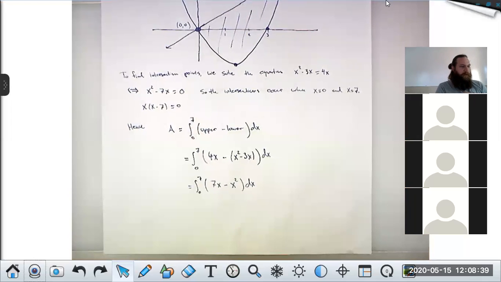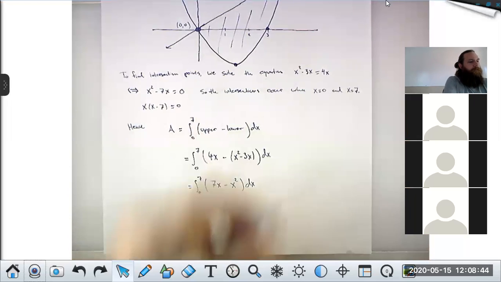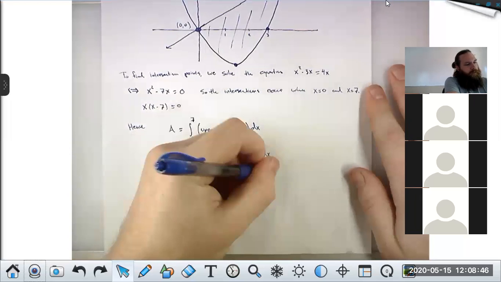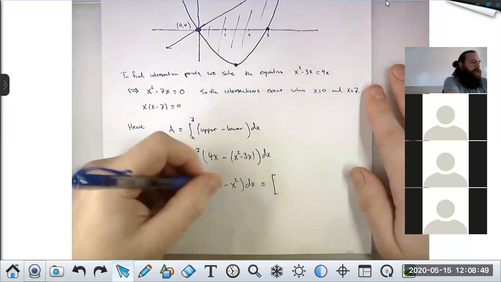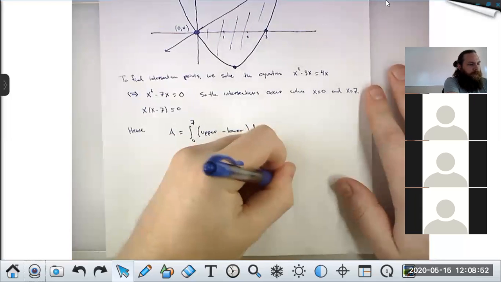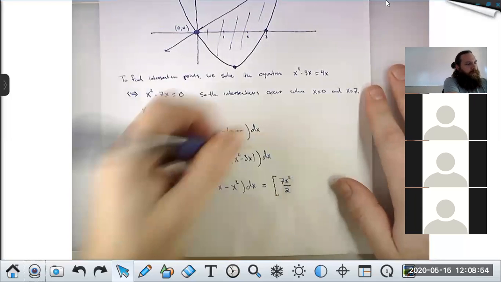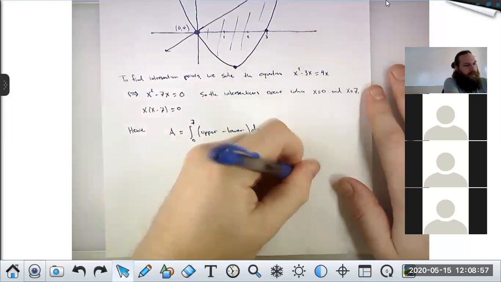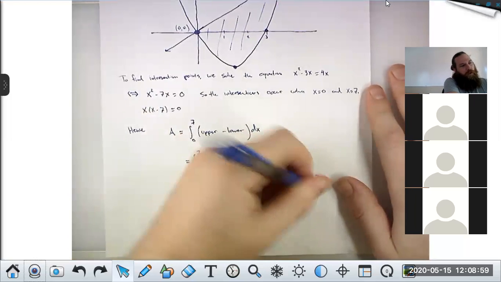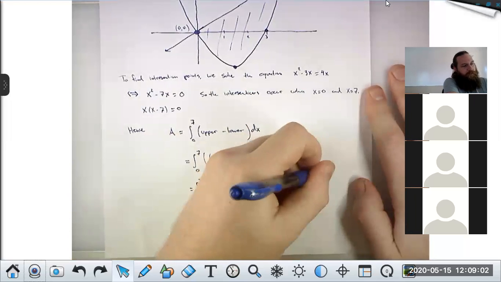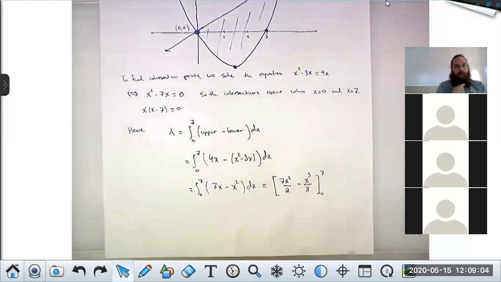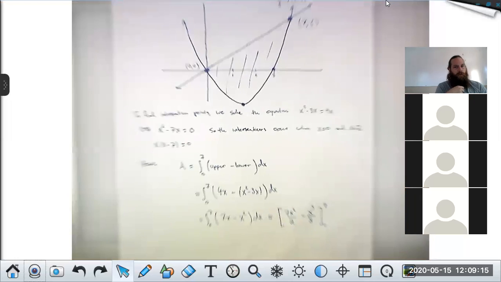And since that is a polynomial, its antiderivative is easy to conjure. We use the power rule. This will be equal to 7x squared over 2 minus x cubed over 3, all evaluated from 0 to 7. Okay, so the bulk of the work is done here. All the calculus is done here. Are there any questions getting from the start to where we are now?